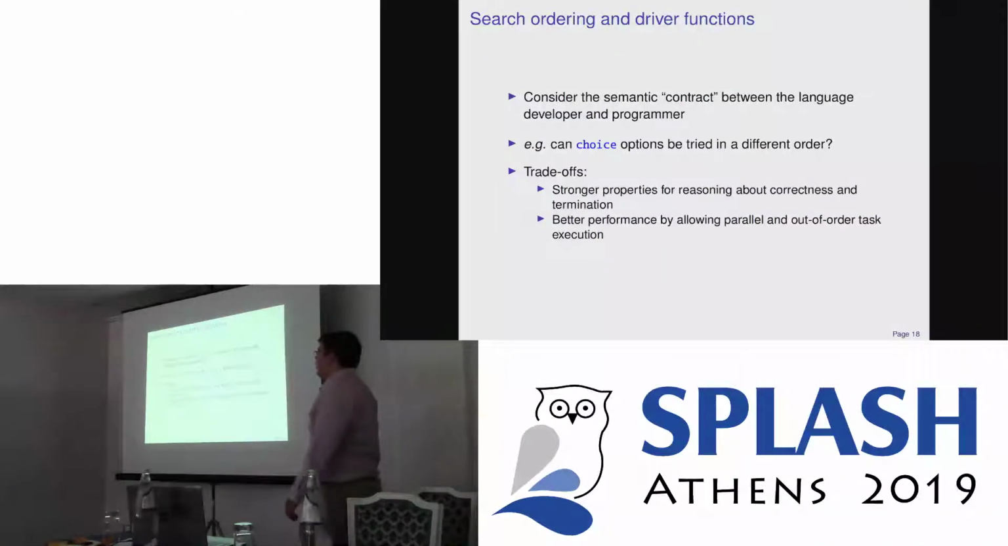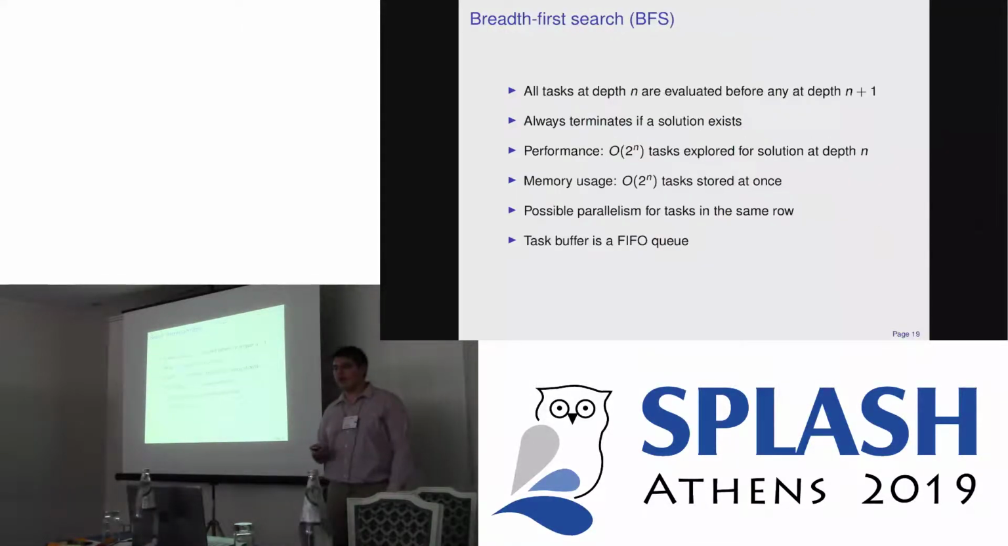Next, we need to think about what search ordering and driver functions we want to actually write to control this. It's important to note that there's a trade-off between correctness and being able to reason about termination with some search orderings, versus just having better performance by allowing for parallelism or other options for traversing the search tree. The first option is breadth-first search, which is the most classical idea of non-determinism, where we fully evaluate every level of the tree before moving to the next level.